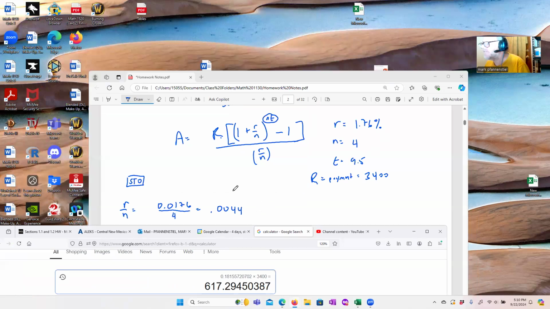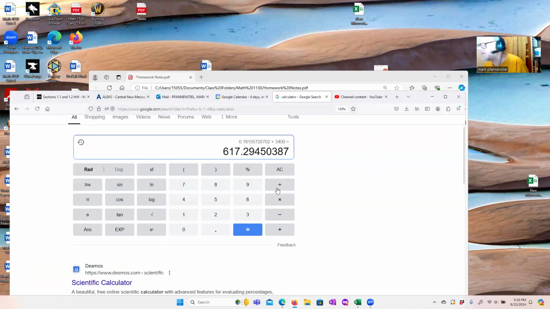The next thing we have to do is divide by this r over n. See why we wrote it down first? Divide it by 0.0044. So we're going to take this number, divide it by 0.0044, and hooray, this is going to be 140,294.21. We'll round it to the first cent. So this is $140,294.21. Okay, so that's what I'm going to type in for my answer here.